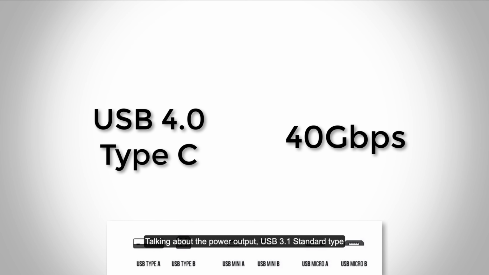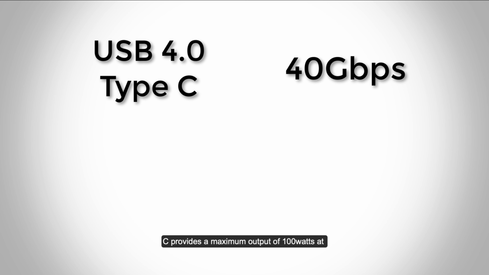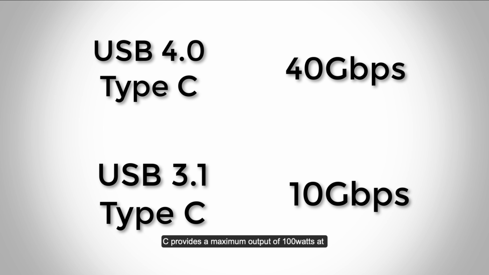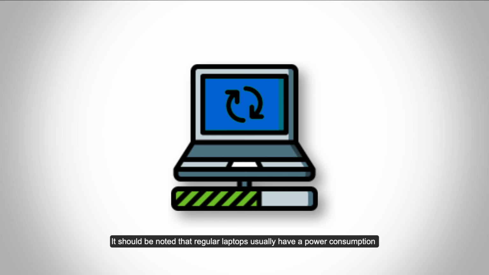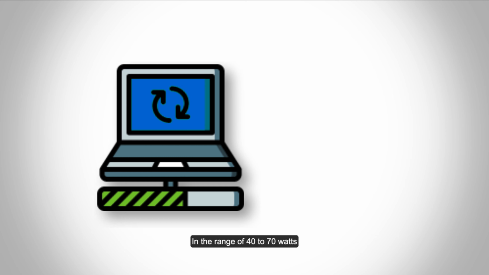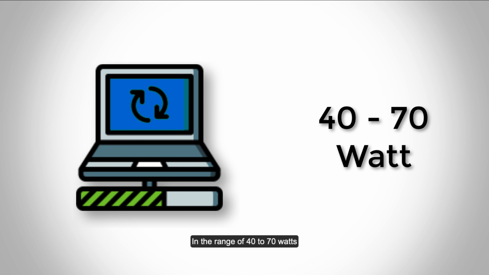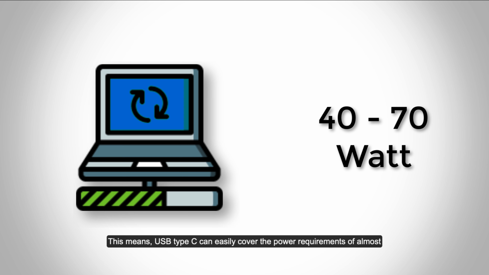Talking about the power output, USB 3.1 standard Type C gives a maximum output of 100 watts at 20 volts at 5 amperes. It should be noted that regular laptops usually have a power consumption in the range of 40 to 70 watts. This means USB Type-C can easily cover the power requirements of almost any laptop.